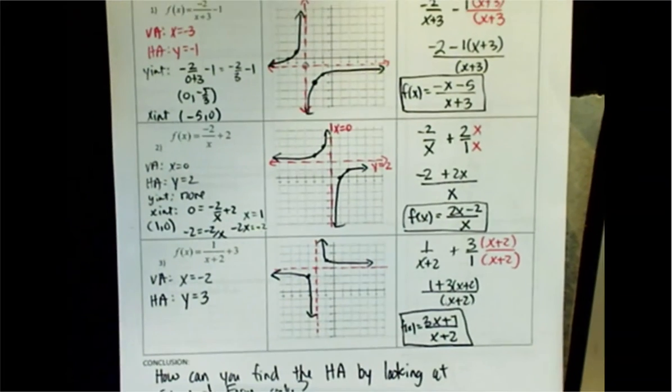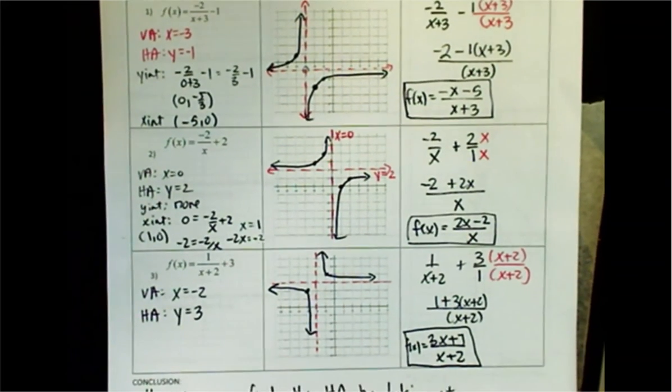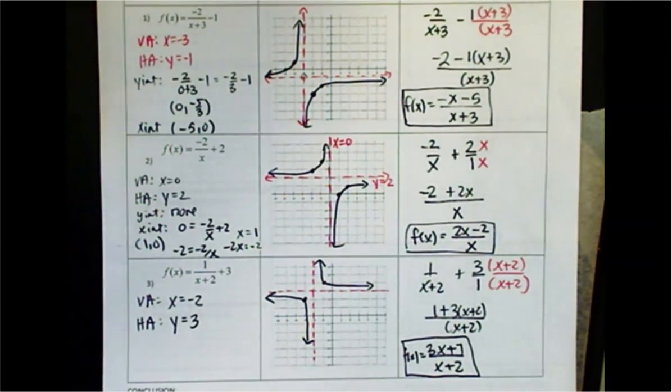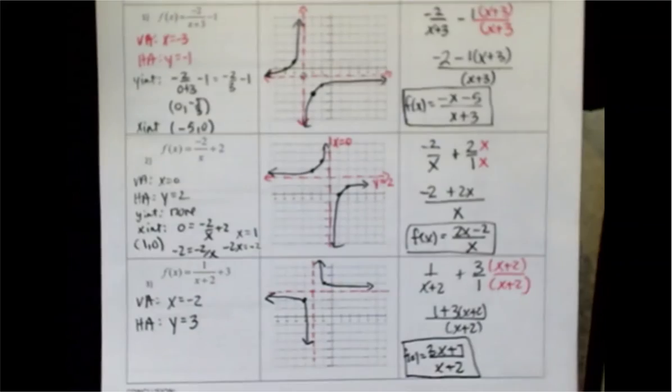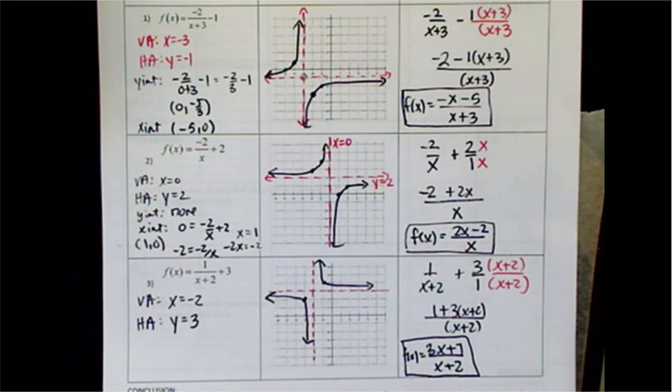X plus 2 is to the left 2. The denominator is still a translation. It's still going to be left 2 for the vertical. But I'm asking about horizontal, from standard form only. The coefficient of x. Pretty close.